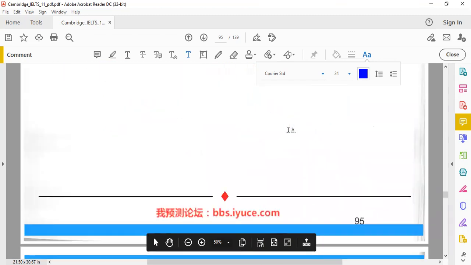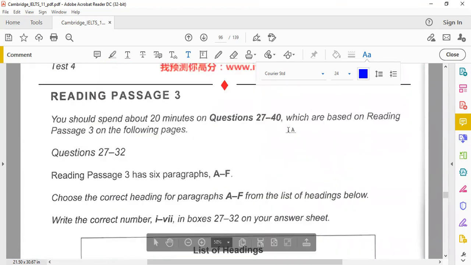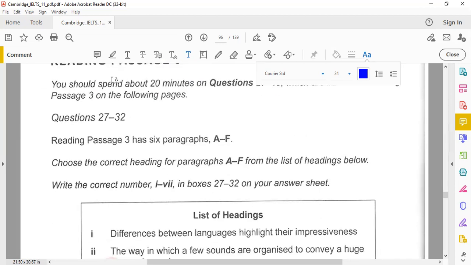Now we move on to reading passage 3. Okay, this is reading passage 3. You should spend about 20 minutes: 10 to 12 minutes in reading, and 7 to 8 minutes in doing the test. So questions 27 to 40 are based on reading passage 3 on the following pages. Okay.